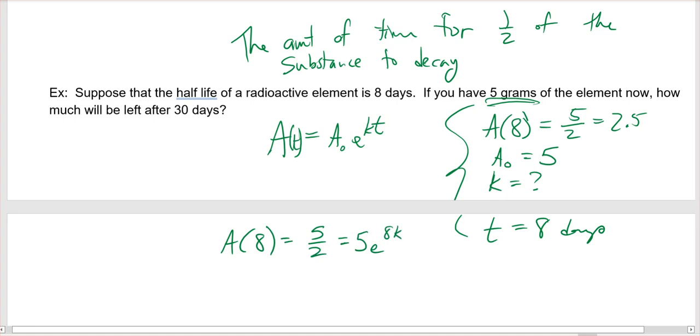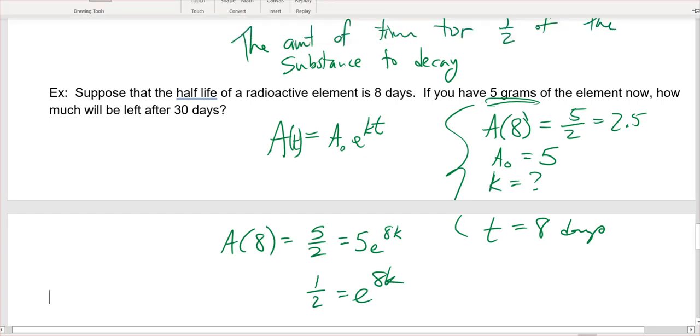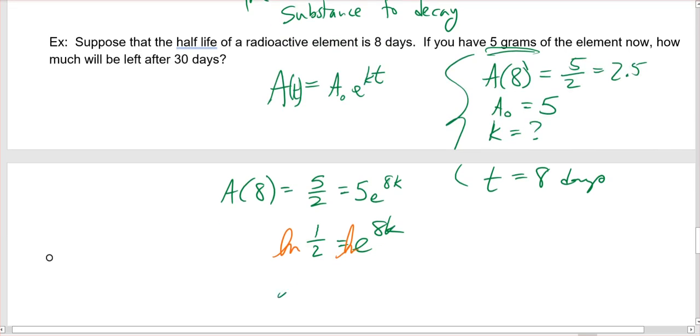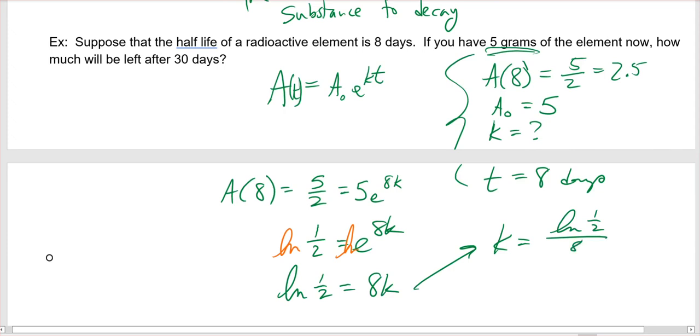Okay, so we're going to do the same things we've been doing. We want to find that k value, so we're going to solve for k. We want to get the exponential expression alone first. So we're going to divide both sides by 5. Okay, and then we do what we usually do. We'll take the natural log of both sides, and now we have that the natural log of 1/2 is equal to 8k, so that tells us that k has to be the natural log of 1/2 divided by 8. And now we're home free, right?